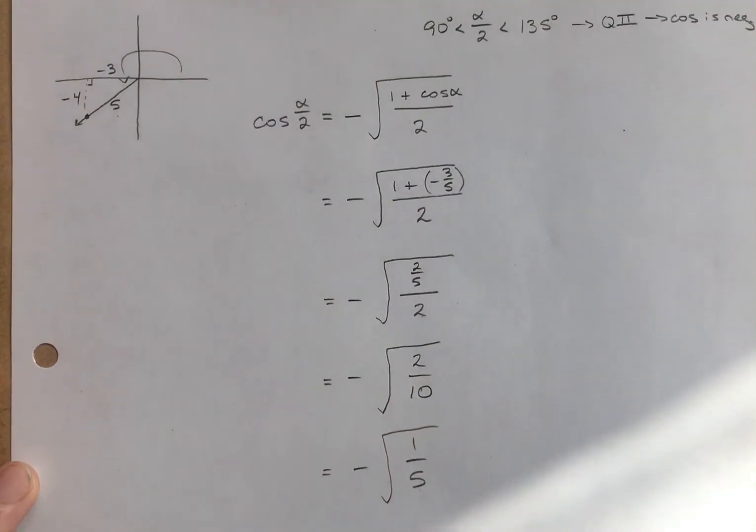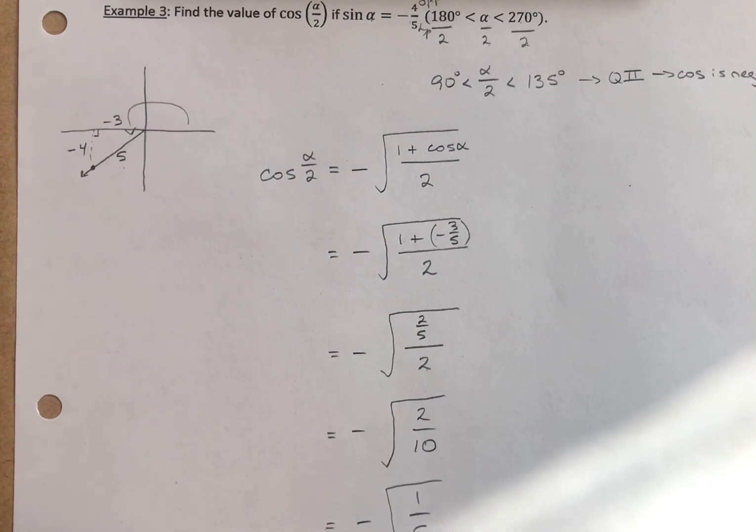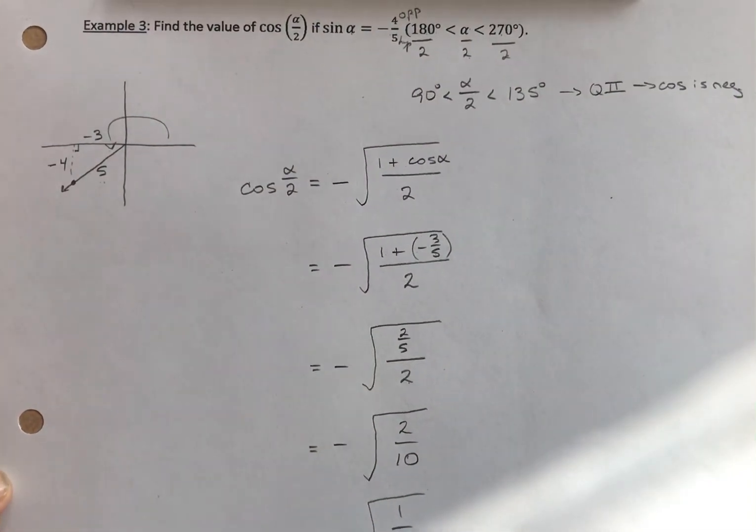So there you have it, the half angle formulas for sine and cosine. Take your time, draw pictures, use your formula to make sure you're in the right place, and show the work, because there are, as usual, plenty of opportunities for small, silly mistakes that we don't want to make.